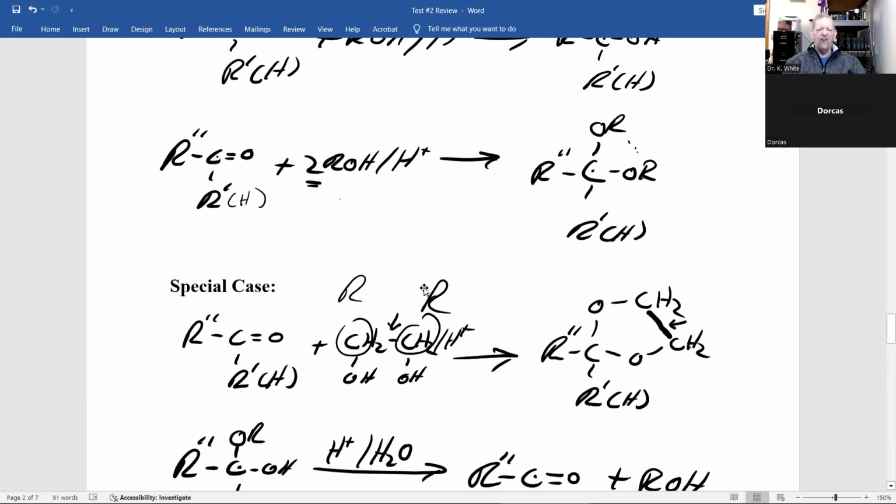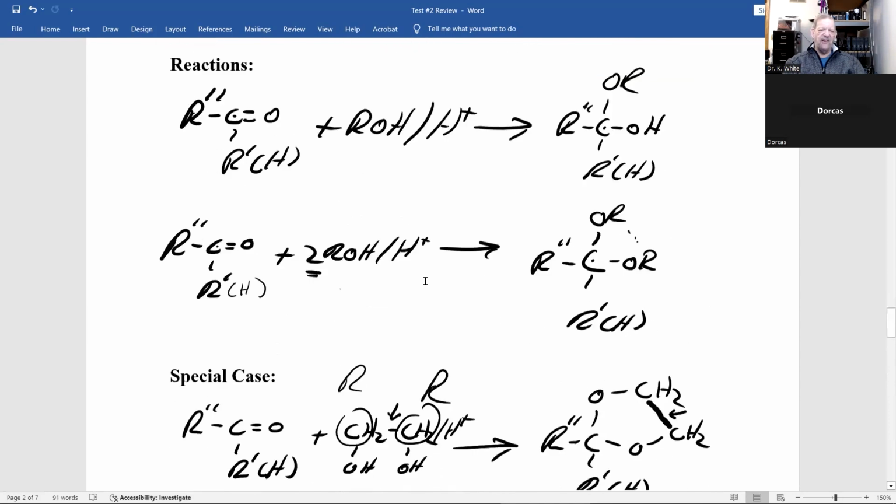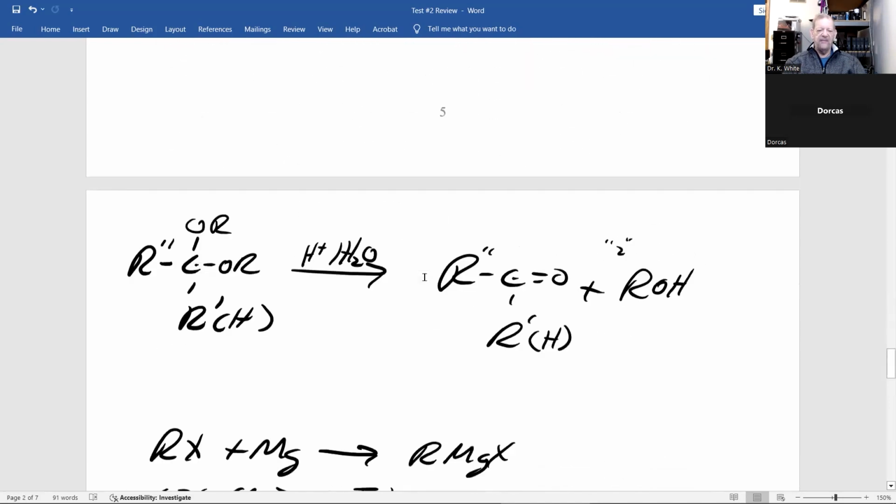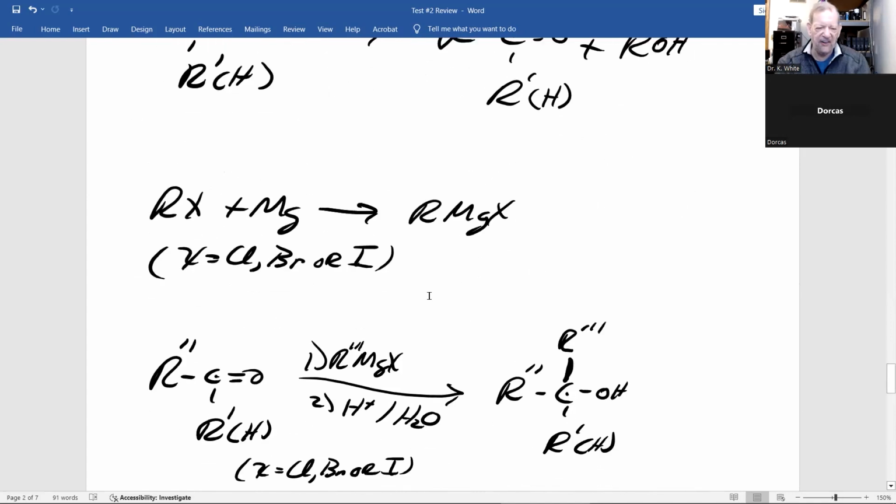Again, these four reactions plus the special case, I will never give a synthesis problem. All right, let's go to a fun reaction.